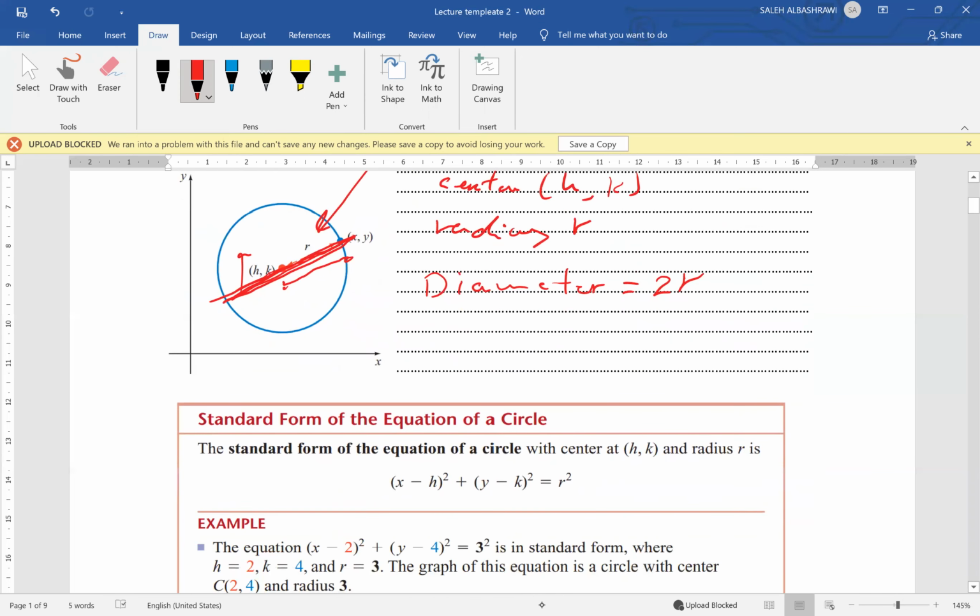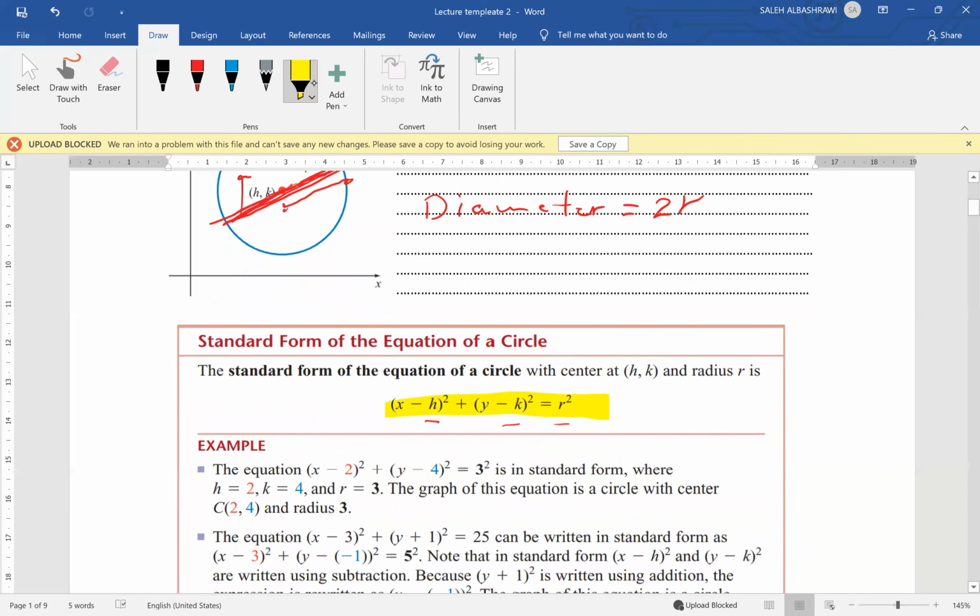The standard form of the equation of a circle is given by (x minus h) to power 2 plus (y minus k) to power 2 equal to r squared. Center is h and k. R is given. So this is the standard form of the equation. If the equation is not given in the standard form, we have to write it in the standard form so that we can find the center and the radius of the given circle.